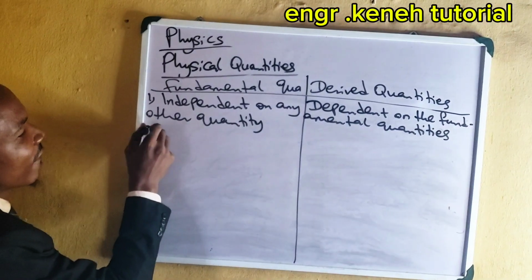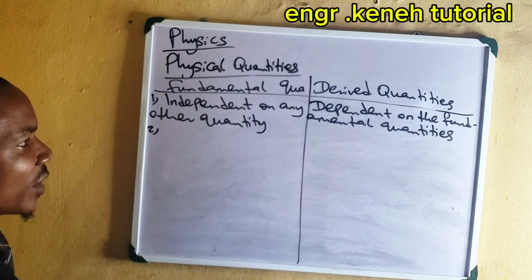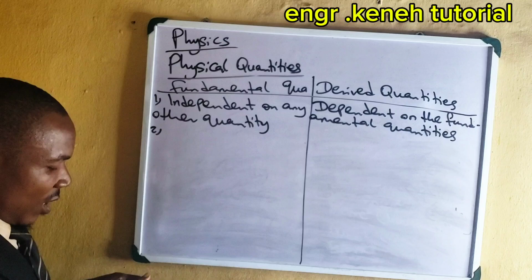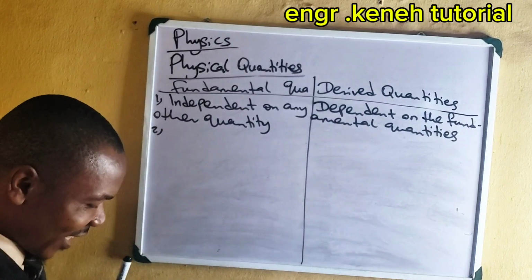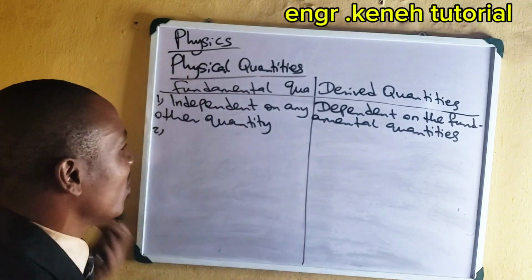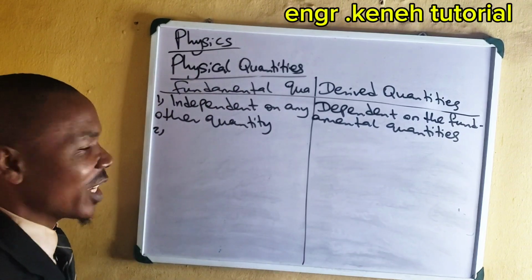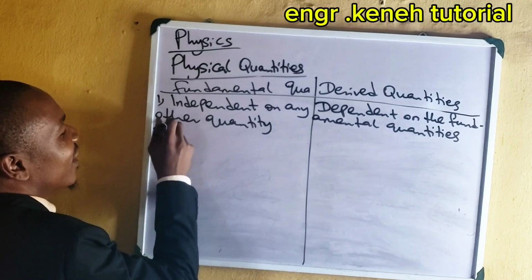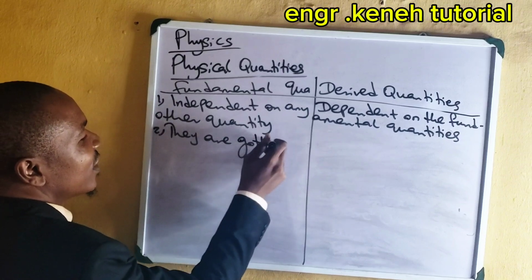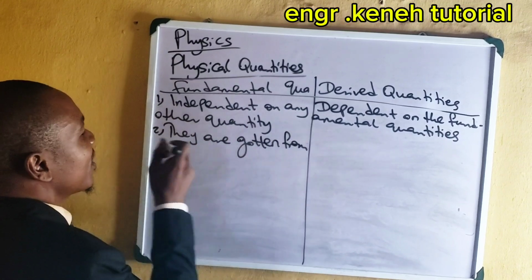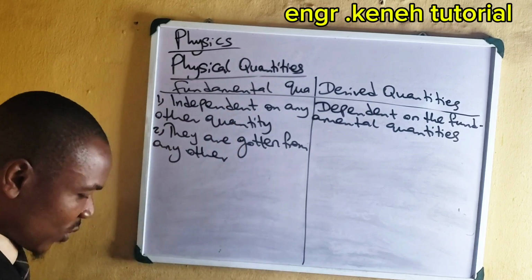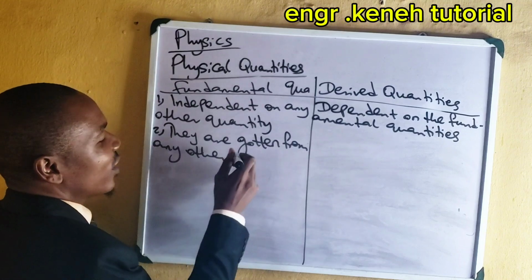Number two, they are not derived from any other quantity. Although to me, some textbooks will write it like that, that they are not derived from any other one. To me, it has a similar meaning as the first one, but let me still write that because I saw it in some textbooks. They are not gotten from any other quantity.